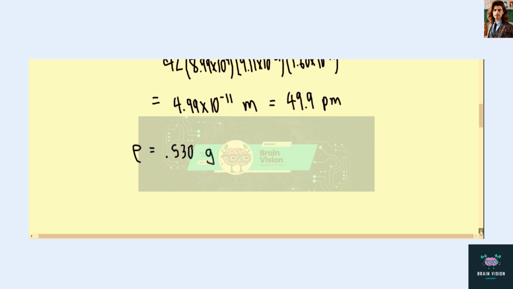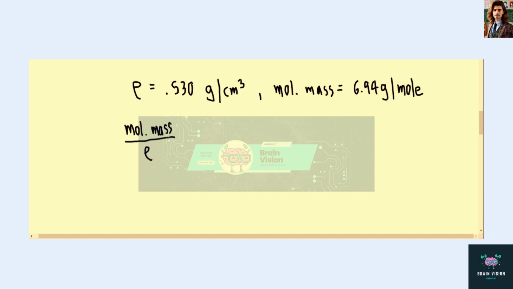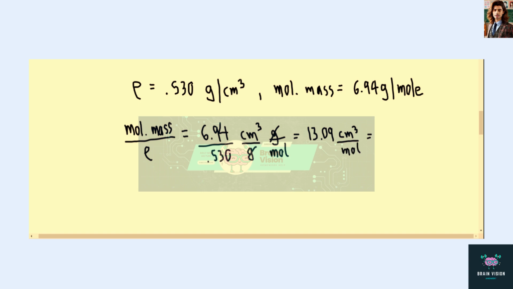Now, if we think about interatomic separation, we need to know that the density is rho equals 0.530 grams per cubic centimeter, and the molar mass is 6.94 grams per mole. So we can get our next result purely in terms of thinking about units. So we think about molar mass, we think about grams, and we think about particles per mole. And if we take a ratio of molar mass to density, then we're going to be able to get cubic centimeters per mole, which will ultimately result in cubic meters per mole.